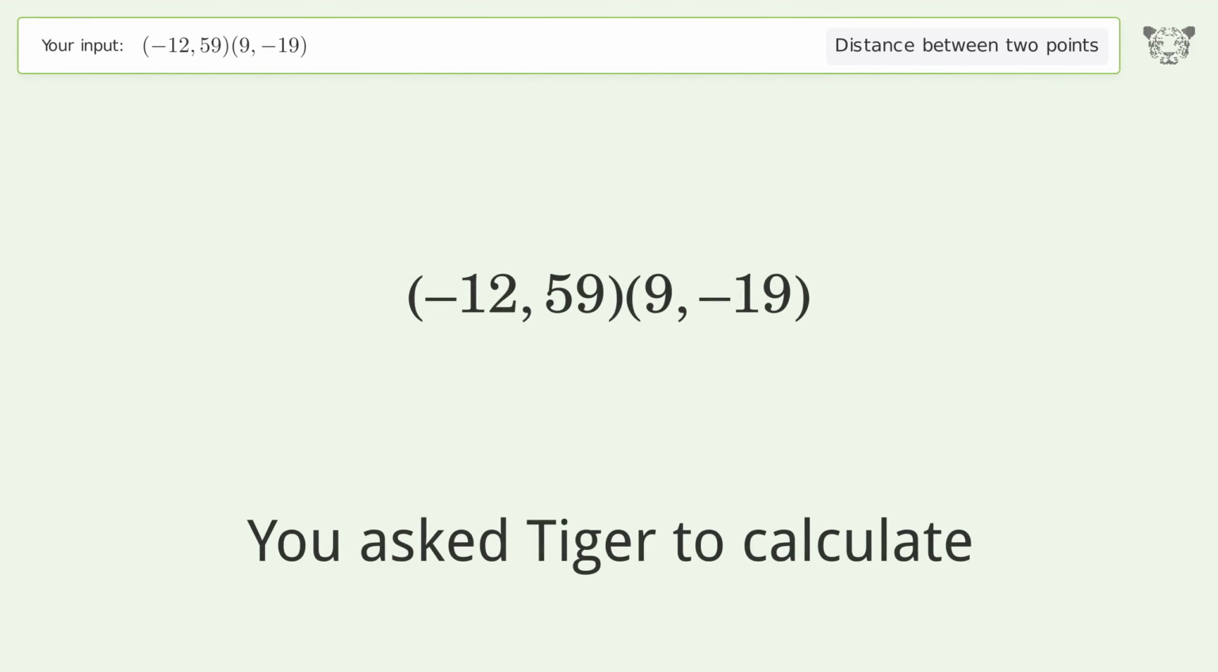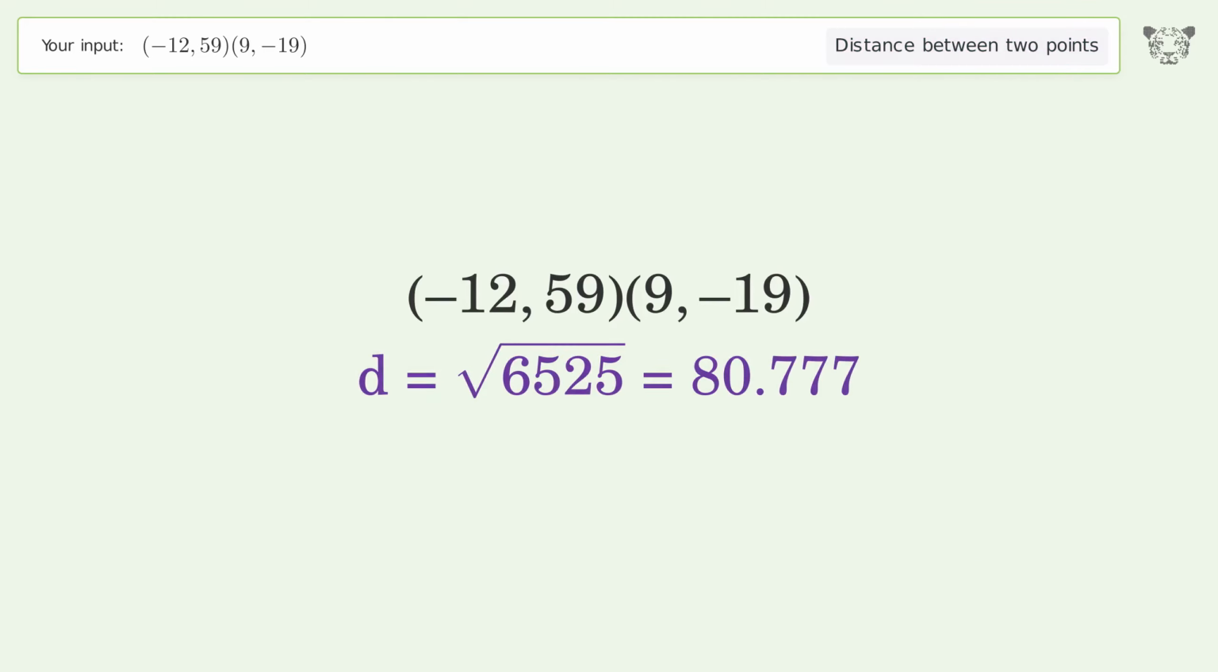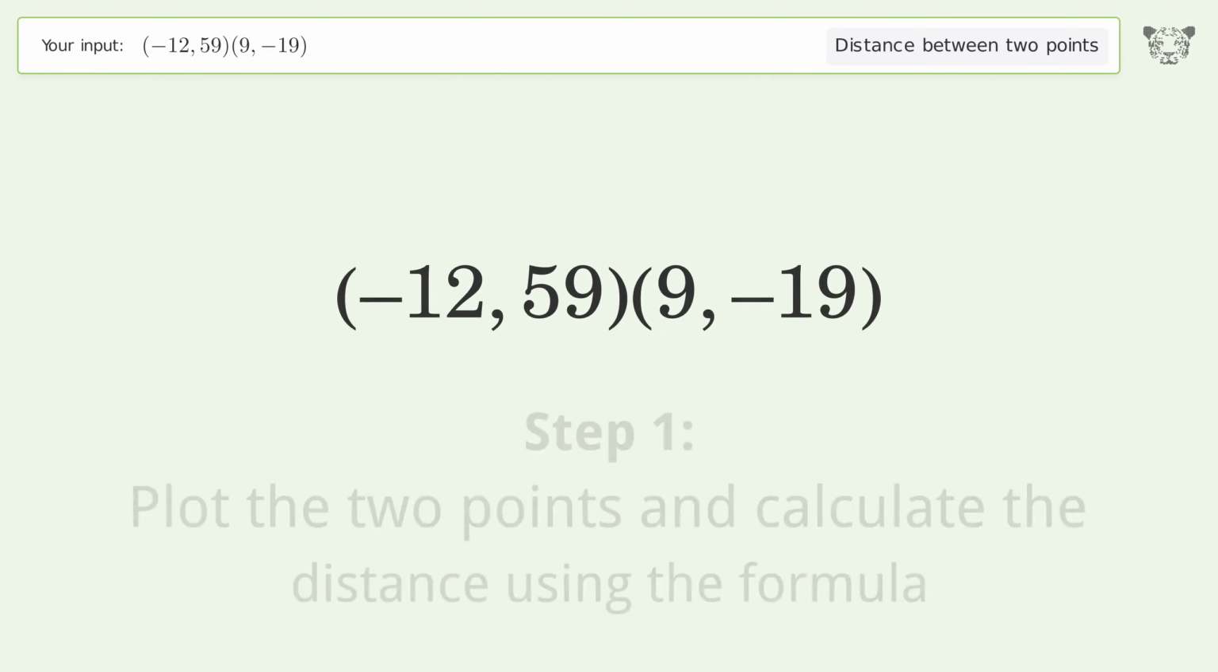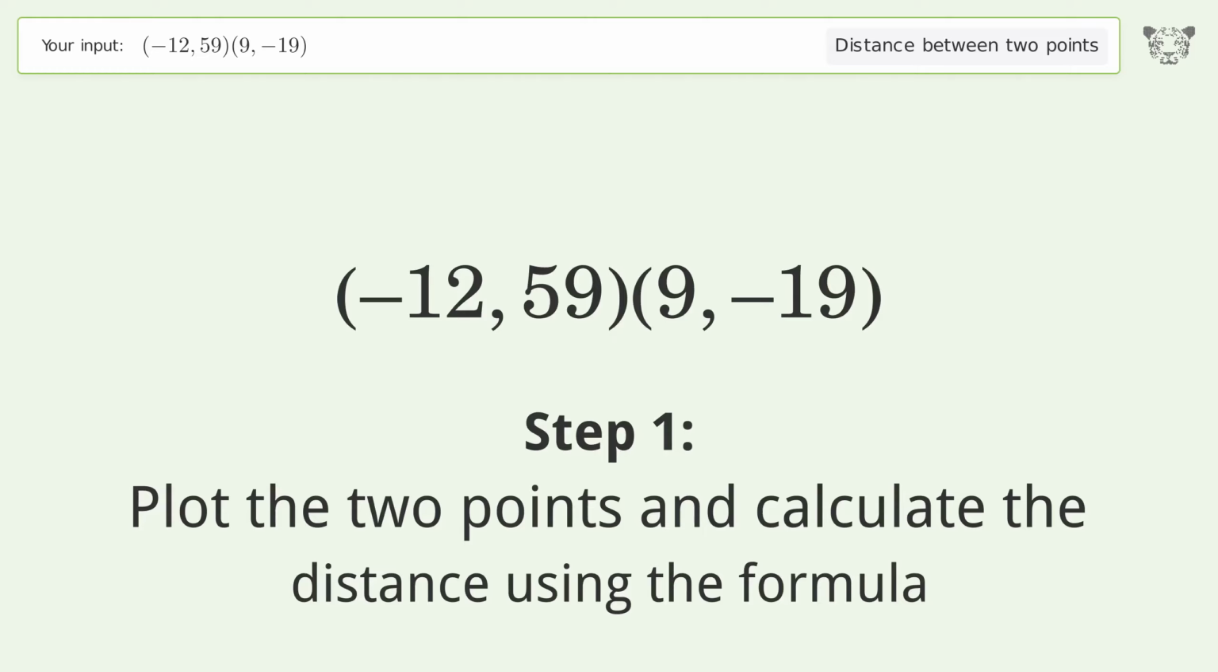You ask Tiger to calculate. This deals with the distance between 2 points. The distance between the 2 points is the square root of 6,525 or 80.777. Let's solve it step by step. Plot the 2 points and calculate the distance using the formula.